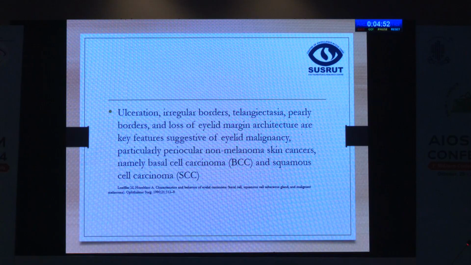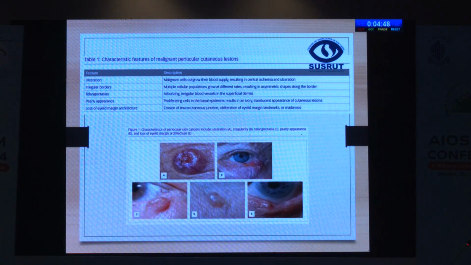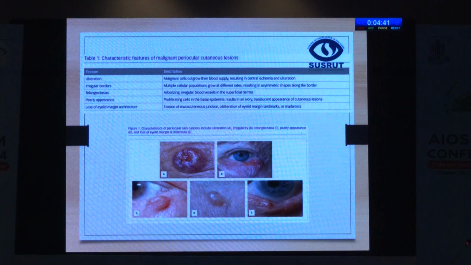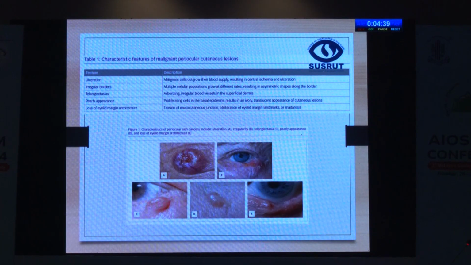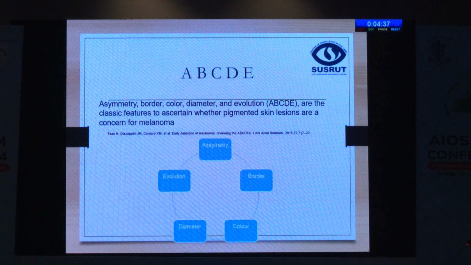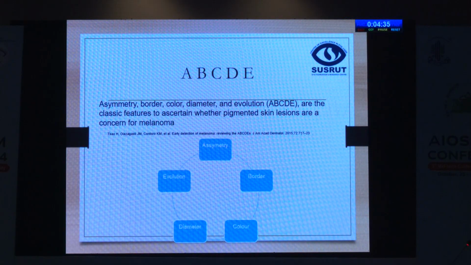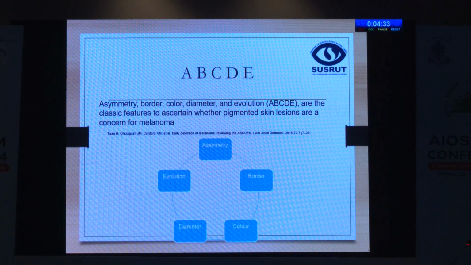As I already told you, the 5 points, that is ulceration, irregular border, telangiectasias, pearly appearance, and loss of eyelid architecture, these are the characteristic features of malignant periocular cutaneous lesions. For malignant melanomas, these are simplified as ABCDE. These are asymmetry, border, color, diameter, and evolution. That is how it is growing.